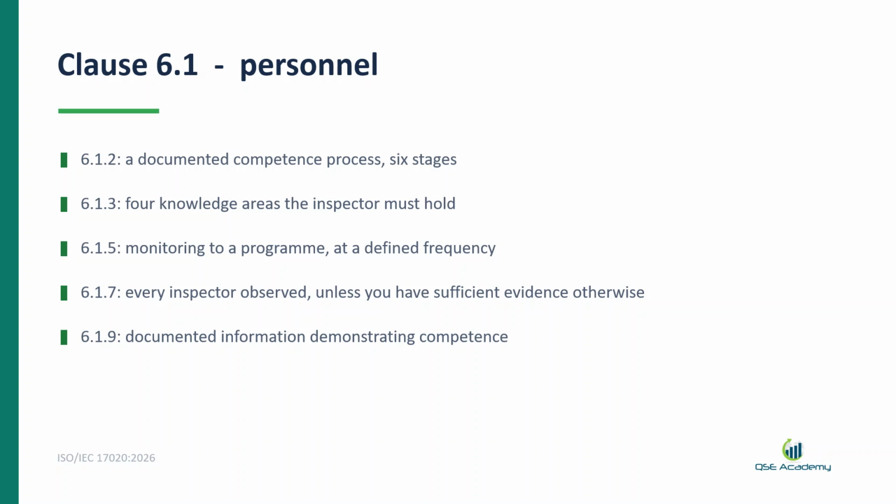6.1.5 requires monitoring at a defined frequency by authorized competent people against a program, and the note suggests basing that program on the risks and complexity of the inspections and the results of previous monitoring. 6.1.7 requires each inspector to be observed performing inspection, and 6.1.9 wants documented information demonstrating all of it.